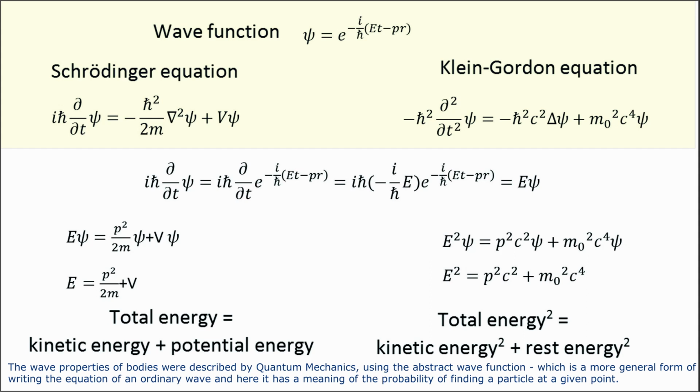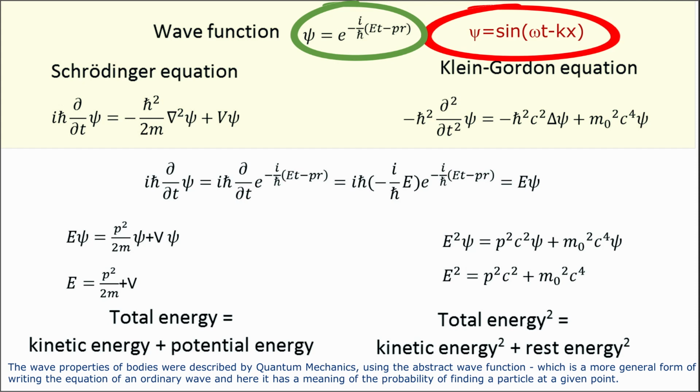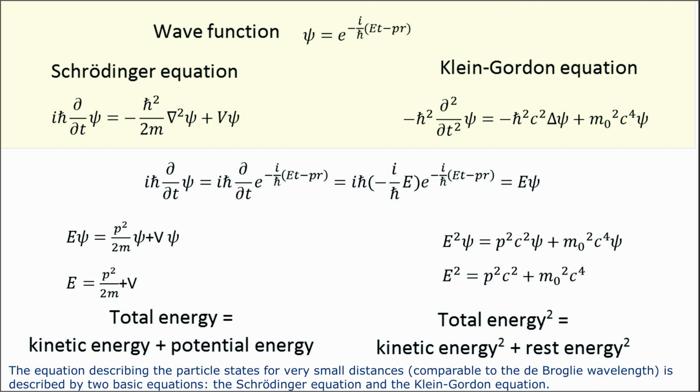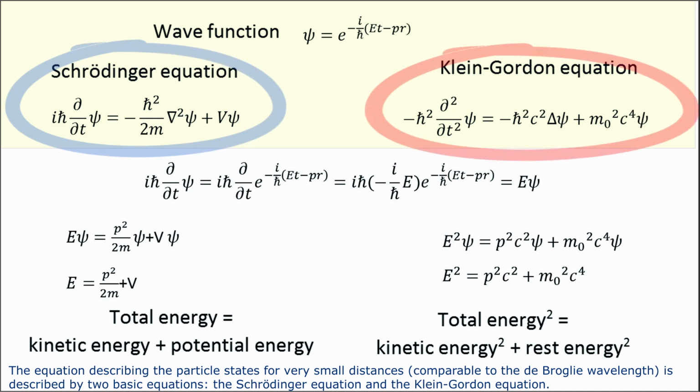The wave properties of bodies were described by quantum mechanics using the abstract wave function, which is a more general form of writing the equation of an ordinary wave, and here it has a meaning of the probability of finding a particle at a given point. The equation describing the particle states for very small distances, comparable to the de Broglie wavelength, is described by two basic equations, the Schrödinger equation and the Klein-Gordon equation.